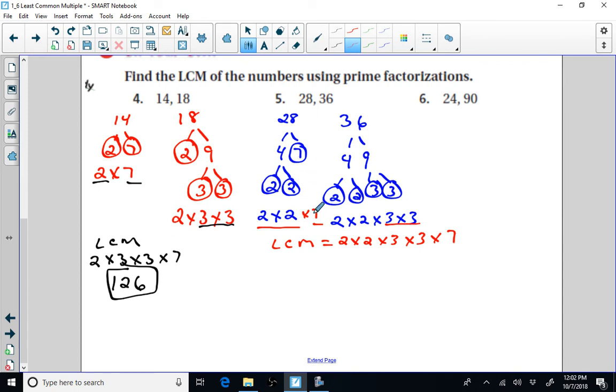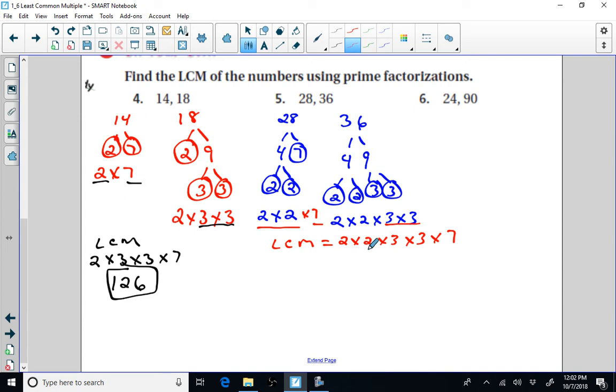We have to circle each factor, the greatest number of times each of our primes appears, and we have to write them in our prime factorization. So we have 2 appears twice as a factor, 3 appears twice as a factor, 7 appears once. And we need all of that in our prime factorization. So we find that least common multiple.